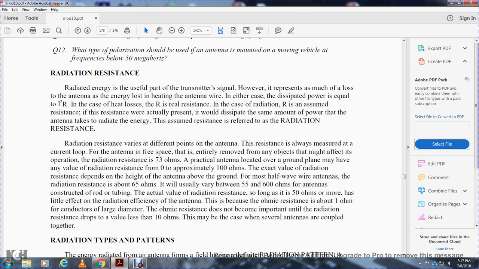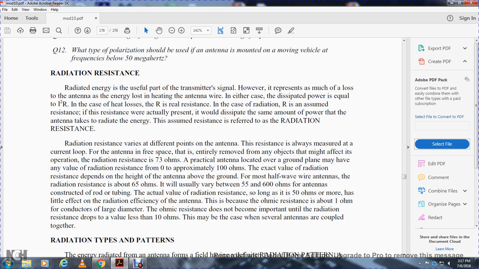In free space, entirely removed from any object that might affect its operation, the radiation resistance is 73 ohms. A practical antenna located over a ground plane may have any value of radiation resistance from 0 to approximately 100 ohms. The exact value depends on the height of the antenna above the ground. For most half-wave wire antennas, the radiation resistance is about 65 ohms.